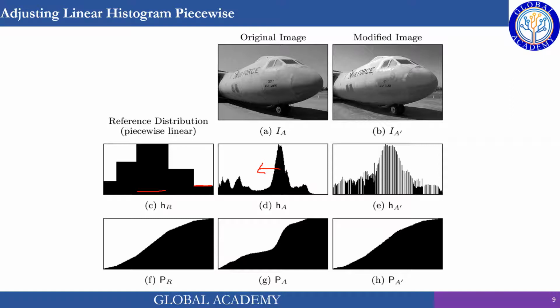And after specification, we can observe that the main lobe is translated towards the left, in this direction, and we can see some bright colors near the cockpit area, like over here. So that's the modified image. Its cumulative distribution perfectly matches our specified histogram, our reference, our target histogram.